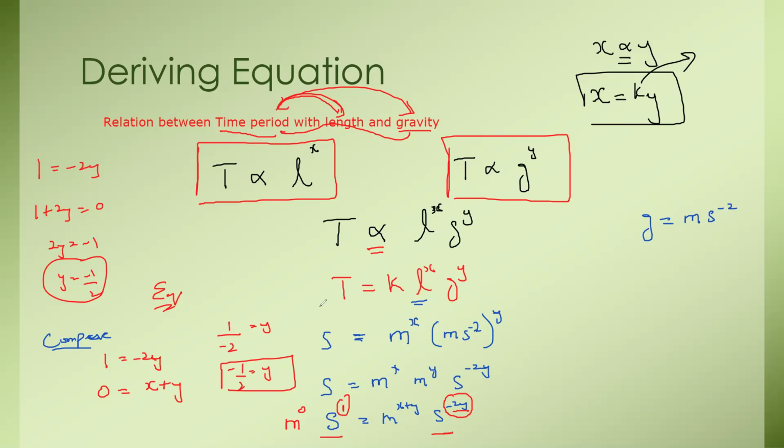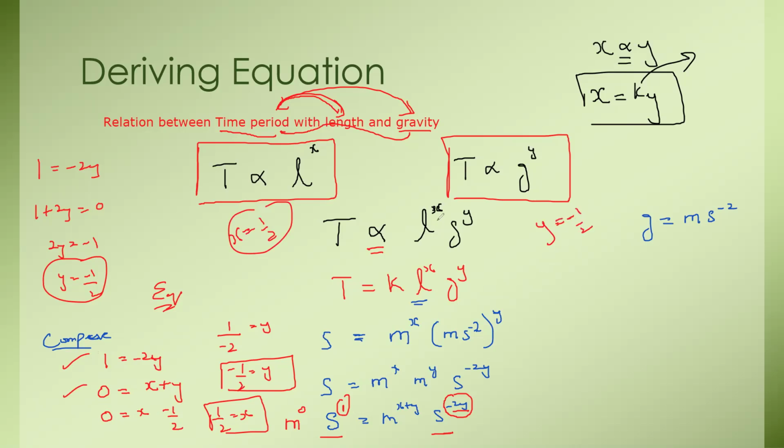What about the value of x? We have the simultaneous equations. From the first equation we got the value of y. If I substitute the value of y here, 0 is equal to x plus y, and y is minus half, so 0 is equal to x minus half. Half will move to the other side, so 0 plus half is equal to x, or x is equal to half. So what does it mean? It means the value of x is half, and the value of y is minus half.